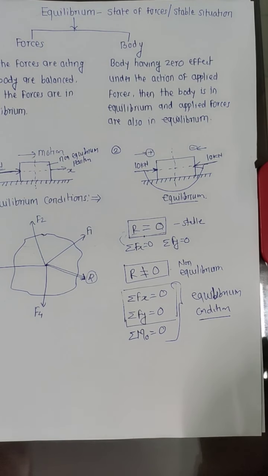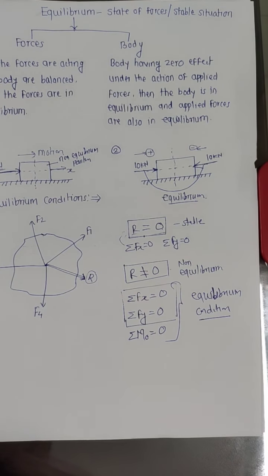Okay, so once again we are going to repeat. Equilibrium is applied to bodies as well as forces. If forces are balanced, then all forces are in equilibrium. If the body has zero effect under the action of applied forces, then the body is in equilibrium and the applied forces are also in equilibrium. With the help of examples, I will explain the concept of equilibrium and equilibrium equations. Thank you.